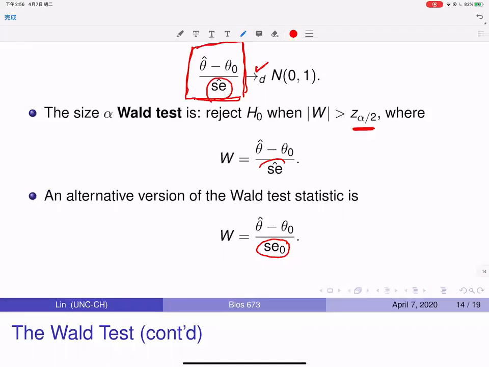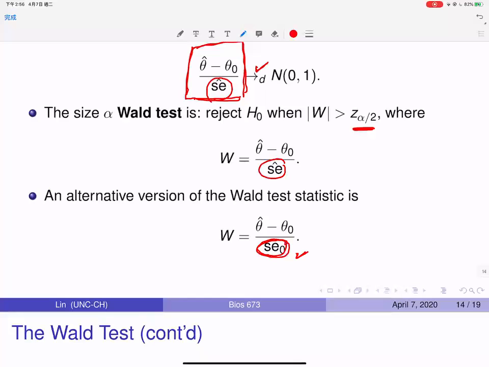But I do want to mention one thing: could I do this? What's the difference between these two guys? One is divided by the estimated standard error. The other is divided by the standard error under the null hypothesis. Okay, can I do this one? Yes, I guarantee you it is yes, because your statistic is constructed under the null hypothesis. Under the null hypothesis, any information you can get, you use it.